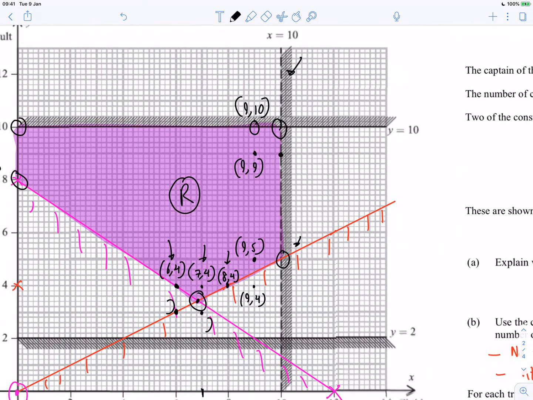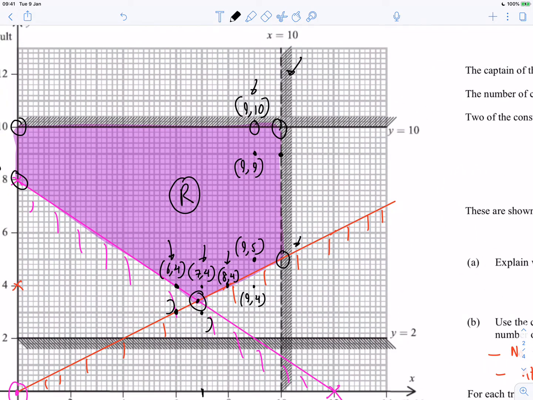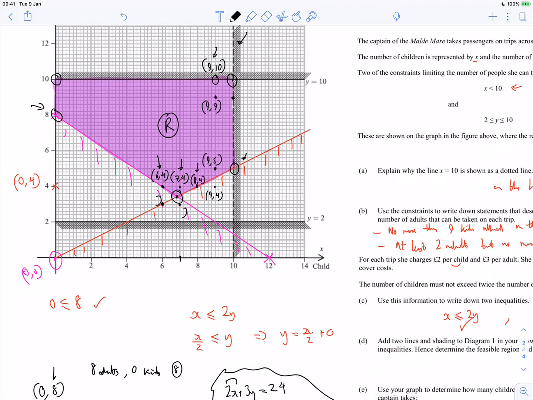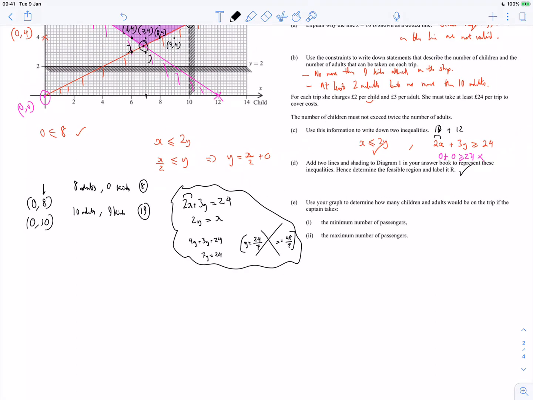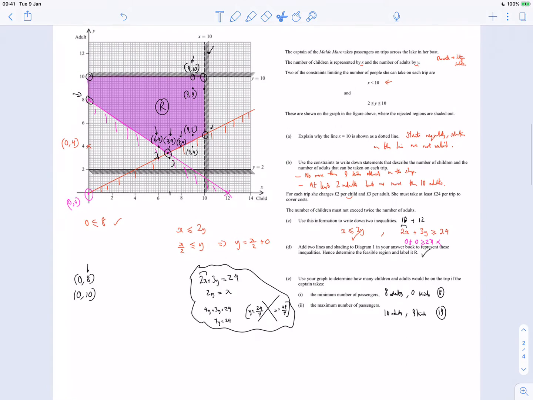If I look in the top right, 9 and 10, i.e. x is 9, so 9 kids and 10 adults. So 10 adults and 9 kids is the max, so that's 19 people. So if I just take that and plonk that over here, there's my minimums and maximums. So the minimum number of passengers is we take 8 adults and no kids, and the maximum number of passengers is 10 adults and 9 kids.